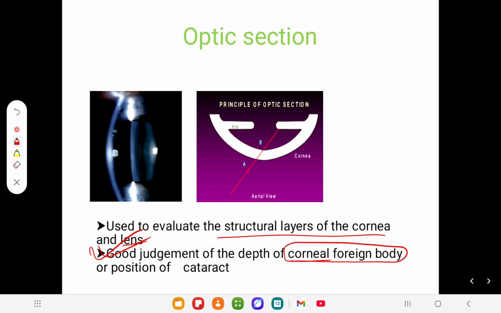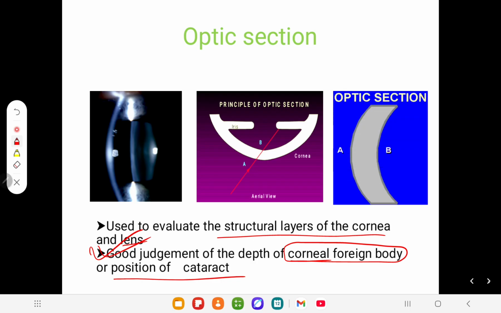So that's very important. If I had tried to prick that particular foreign body, it would not have been okay. I think that was a very good lesson I learned about optical section. It's very important whenever you are looking at a foreign body and you want to know which layer of the cornea it is in. And whenever you look at a cataract and want to understand at which depth the cataractous mass is, it's very important.